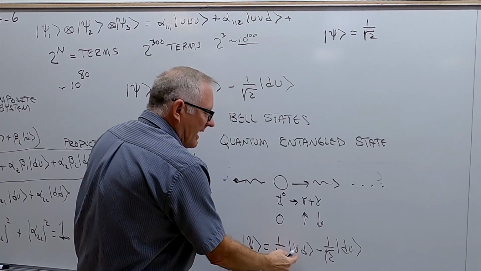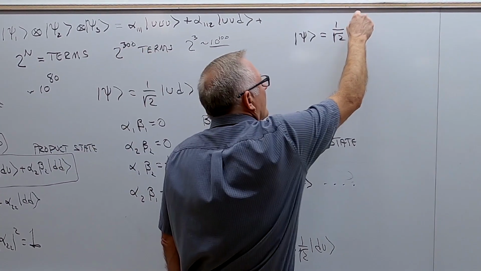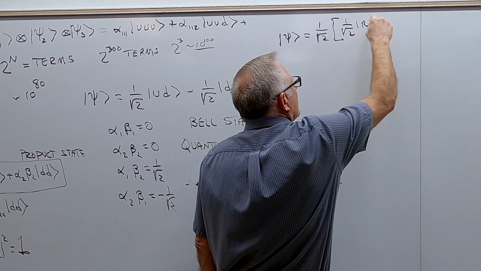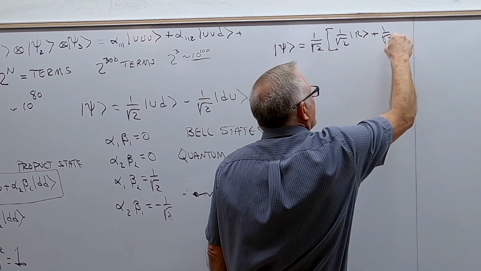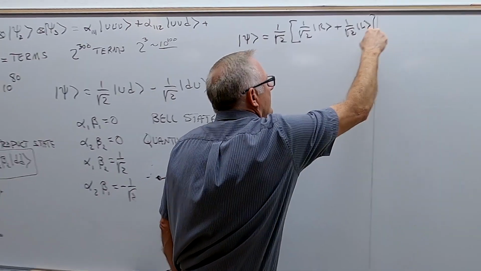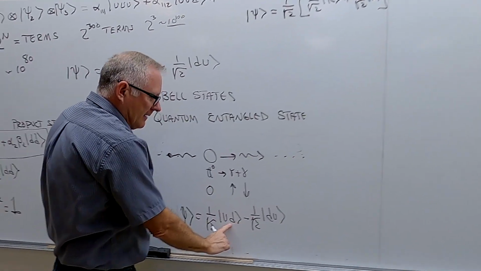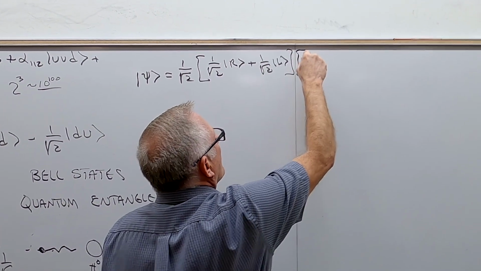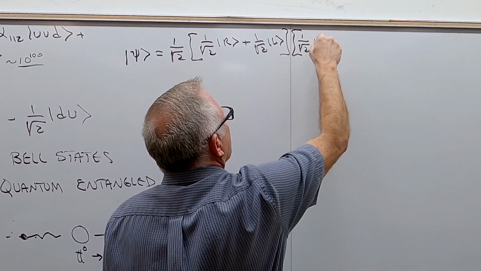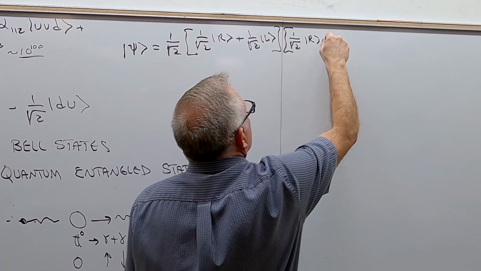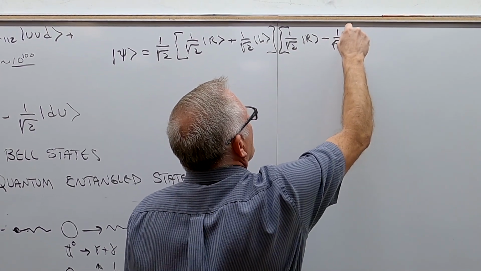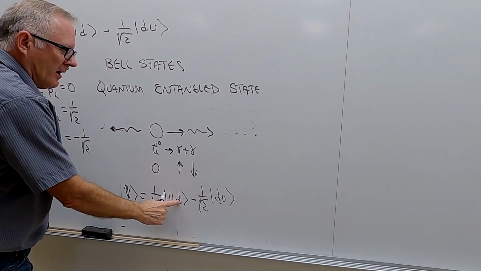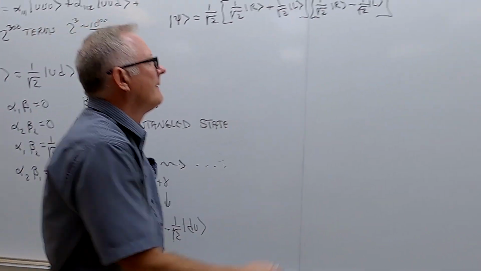Now we got the first up. Remember what we said up was, that was 1 over the square root of 2 right plus 1 over the square root of 2 left. So that's that first up times the down, which was the same thing with a minus here. 1 over the square root of 2 right minus 1 over the square root of 2 left. Okay, so that takes care of that one. Minus 1 over the square root of 2.